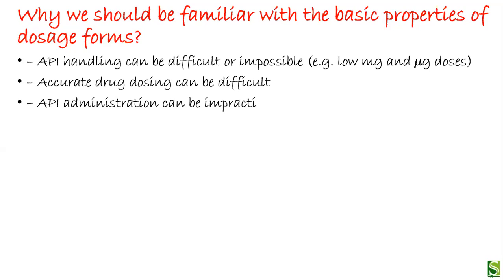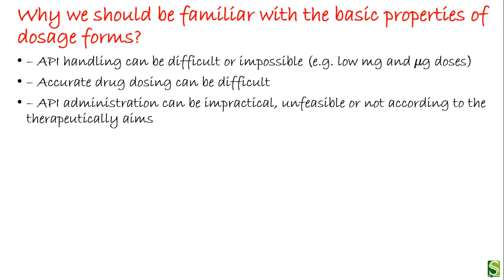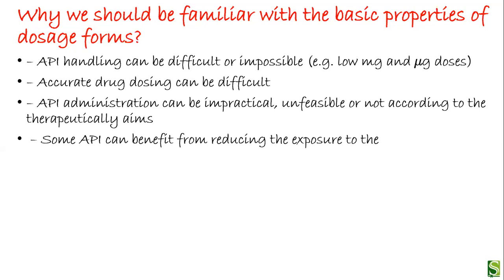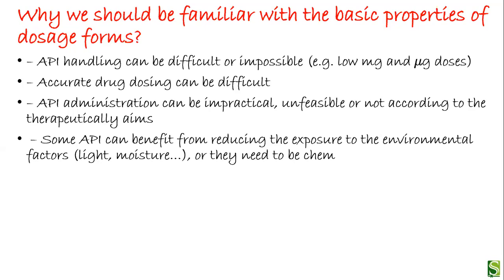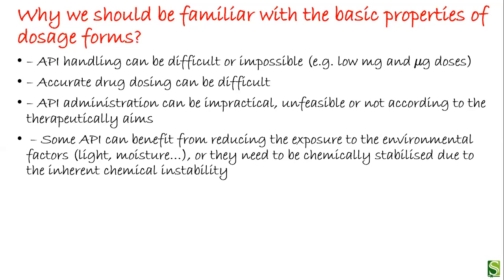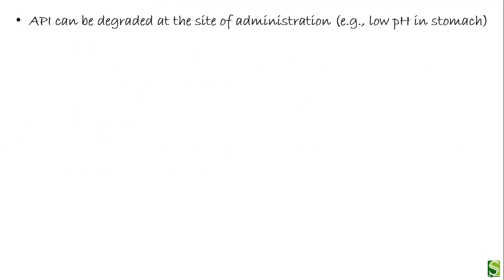API administration can be impractical, unfeasible, or not according to the therapeutical aims. Some API can benefit from reducing the exposure to environmental factors, which includes mostly light and moisture, or sometimes they need to be chemically stabilized due to inherent chemical instability. API might get degraded at the site of administration. Example, low pH in the stomach is responsible for degradation of n number of drugs. To avoid this, we have to go for dosage form.